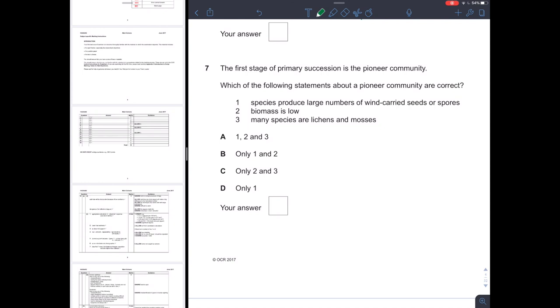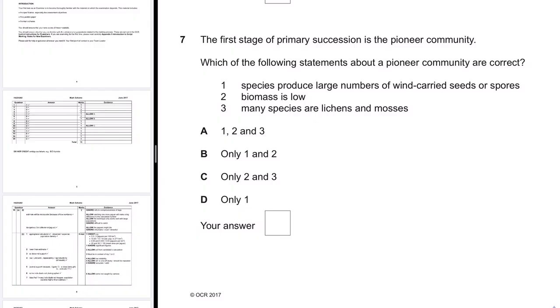The first stage of primary succession is the pioneer community. Which of the following statements about a pioneer community are correct? Species produce large numbers of wind-carried seeds and or spores. Biomass is low. Many species are lichens and mosses. Okay, so I think the two and three are easy to identify. This one is a bit of a question though. Species produce large numbers of wind-carried seeds or spores.